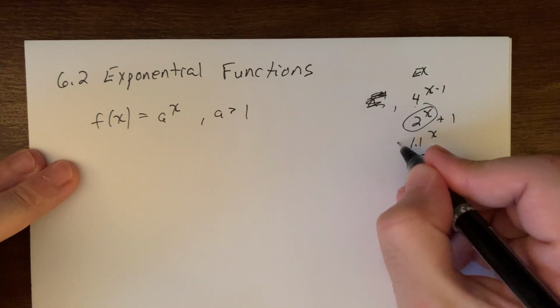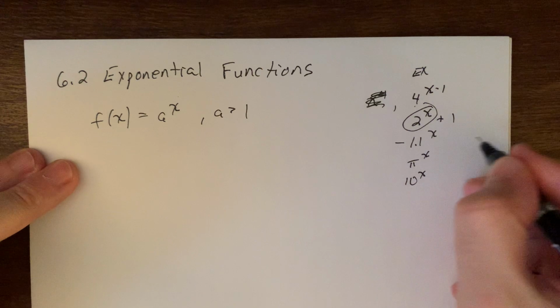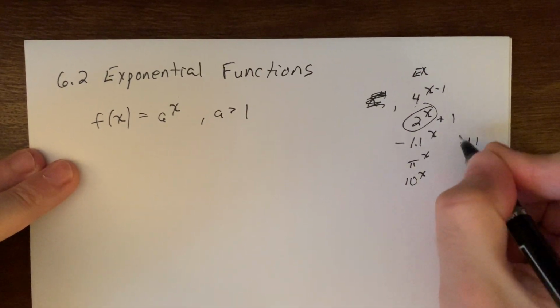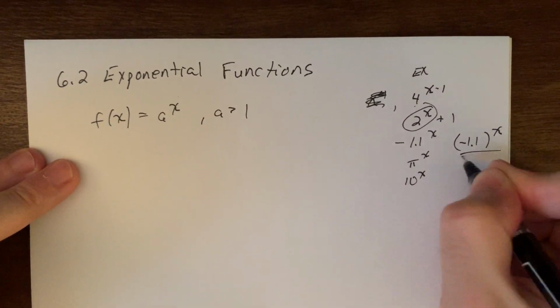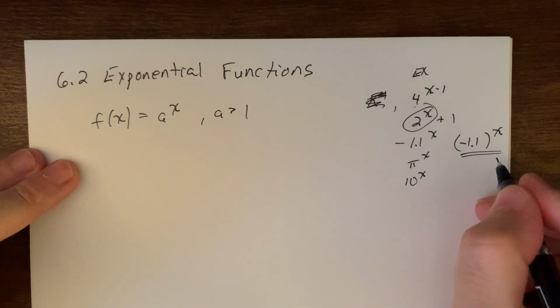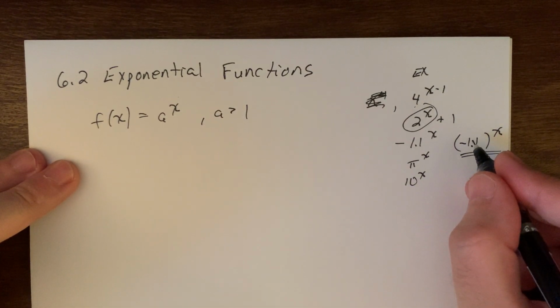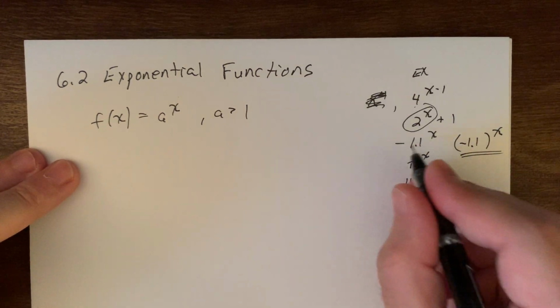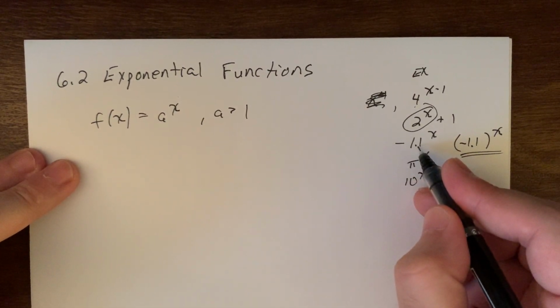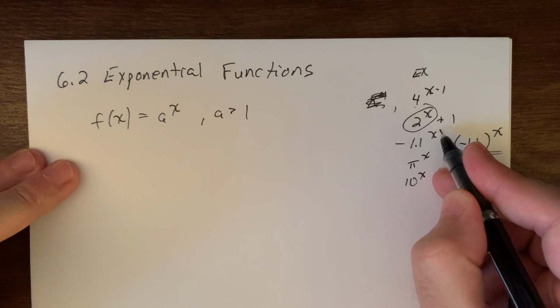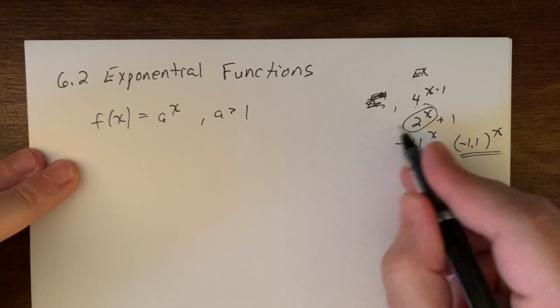If I have an extra minus out in front, notice there's a huge difference between this, while this is not an exponential function, and I'll mention what the issue with the negative is in a moment, but that is very different than this. Here, order of operations, 1.1 is being raised to a power, and the negative is just out in front.